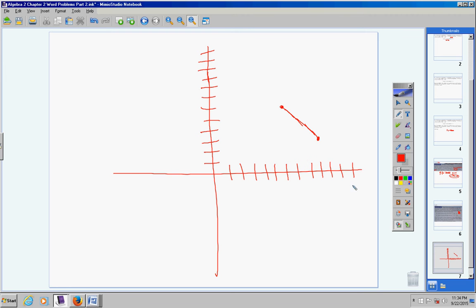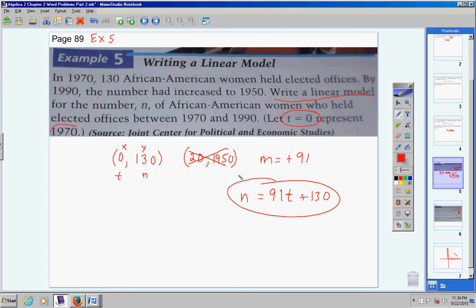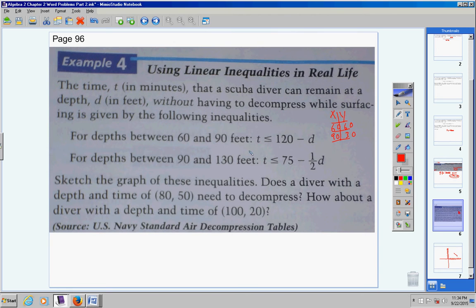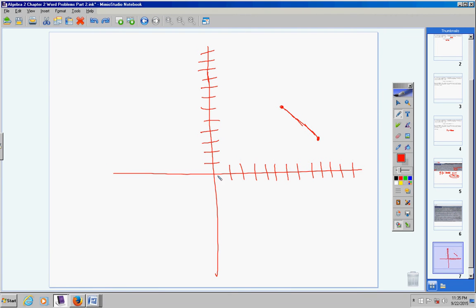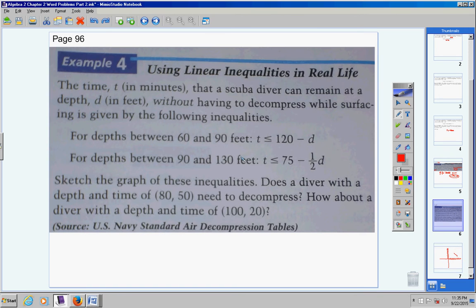So there's the graph right there. Okay, now let's test. Now here's what we're going to do. Notice we have an inequality right here. We have an inequality, so we're going to test a point. And my favorite point to test is 0, 0. So I'm going to test 0, 0 and see if I get out a true or false statement.